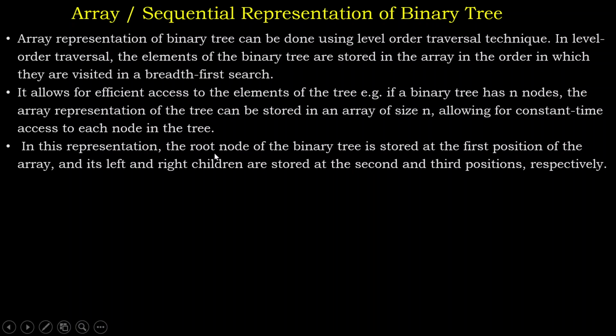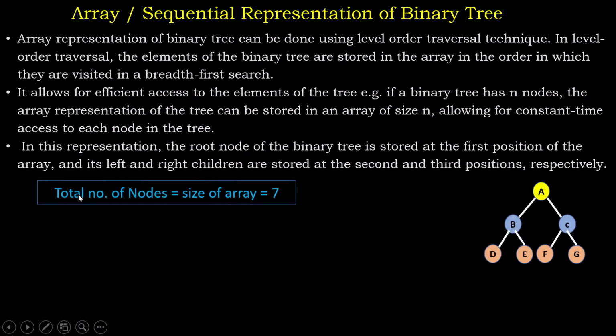Here we can say the root node of the binary tree is stored at the first position of the array, and then its left and right children are stored at the second and third positions respectively. So you have to remember: first the root node, then the others. First left is second, and then right is third. In this we can show.